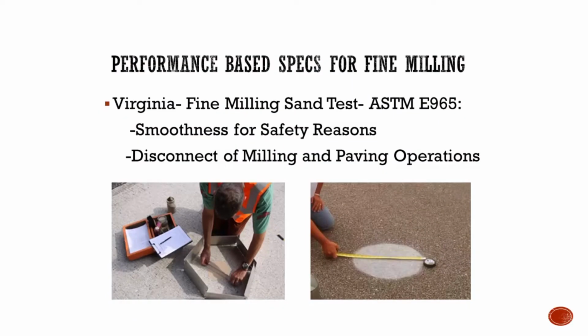And how the sand test works is there's a certain amount of volume of sand. Indiana uses a glass beads test for standard milling. Basically, it's a certain amount of sand or glass beads. You spread it on the surface. The smoother the surface, the further it spreads out. And there's a way that you can read all of that, so you know what should be acceptable.